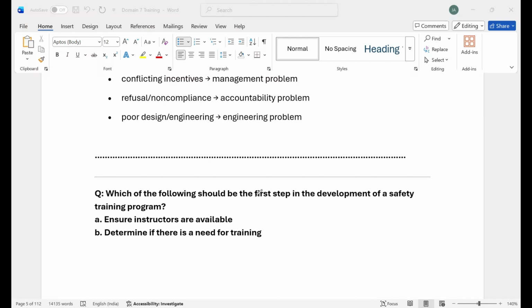Now let us discuss the questions from this area which we have covered. These questions are from previous years' questions of ASP, CSP. So these are very relevant questions and most of these questions are repeatedly asked. Which of the following should be the first step in developing a safety training program? Before giving the training, you must understand whether the training is relevant or not. That is the first step. We have already discussed that.